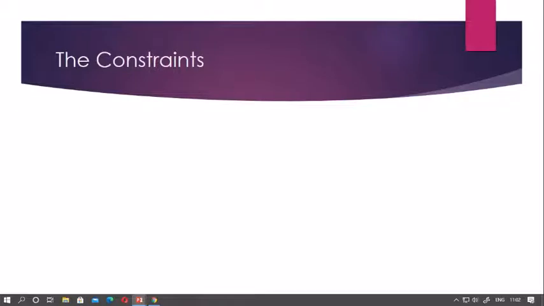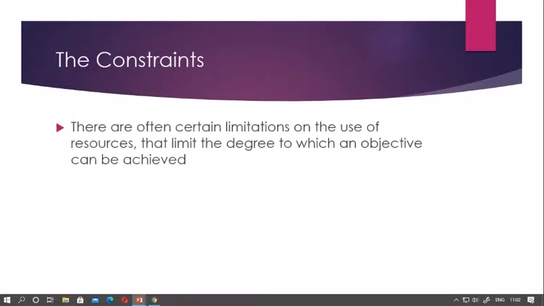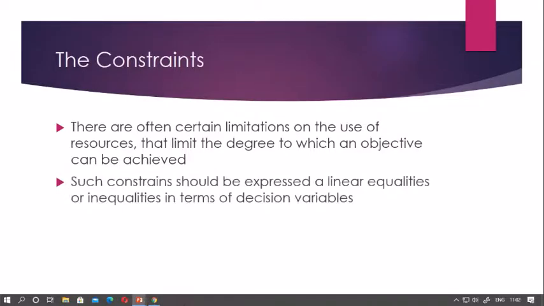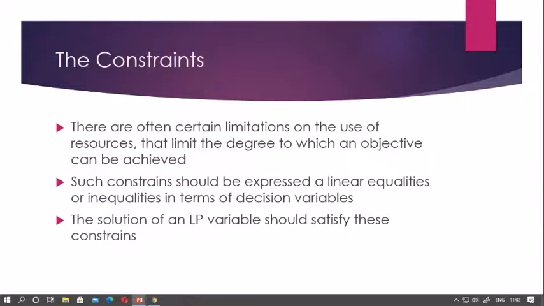Now, the next point is regarding the constraints. Now, what are constraints? There are always certain limitations, or constraints as we say, on the use of resources. Examples are labor, machinery, raw materials, space, money, etc. So that limits the degree to which an objective can be achieved. Such constraints must be expressed as linear equalities or inequalities. The solution of an LP model must satisfy all these constraints.